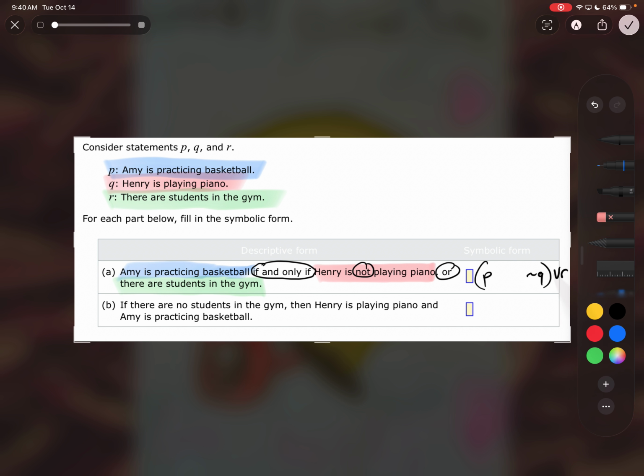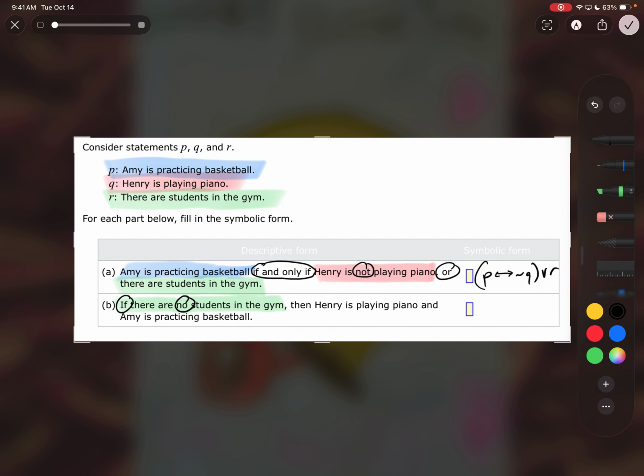Oh, it's not, isn't it? Not Q or R. Okay. So I do a parentheses because there are two things before the comma, so the parentheses come before the or. If there are no students in the gym, but there's a no in there, so that's a not.